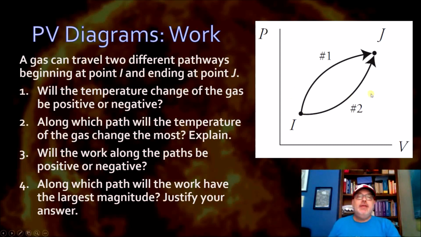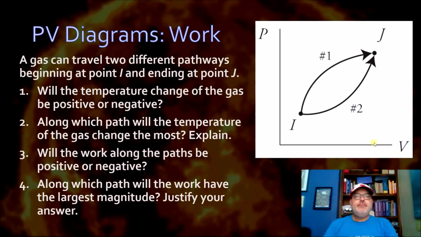So both of these will be negative work. Question number 4. Along which path will the work have the greatest magnitude? All right. So unlike temperature change, work depends on the area under the graph, or the pressure for our change in volume. Notice that from moving from I to J, we have the exact same pressure change. The exact same volume change.